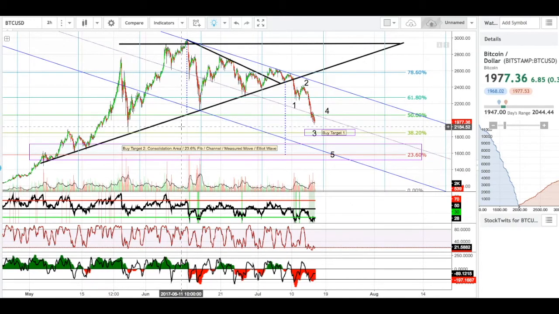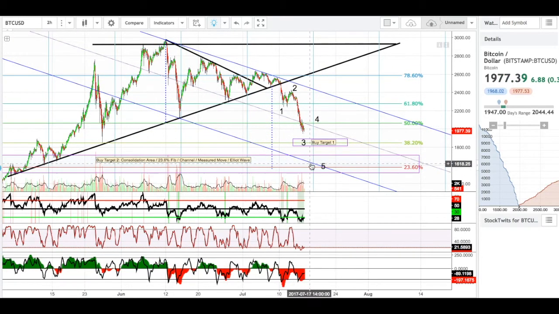And also our channel, last but not least, supports that we will come all the way down here to touch the bottom of the channel. I've noticed that if you draw it, you only really need 3 points to assess the direction of a stock or where the ultimate location of it's going to go.